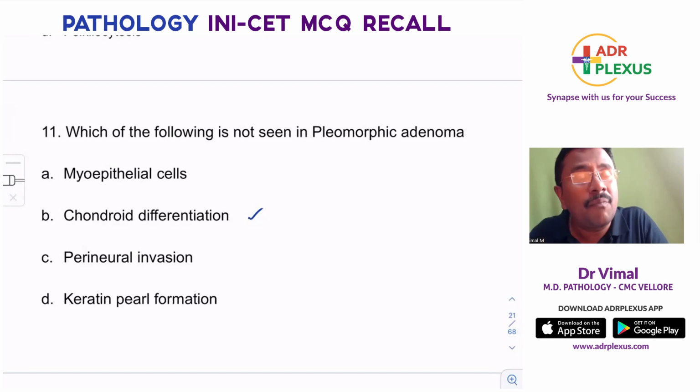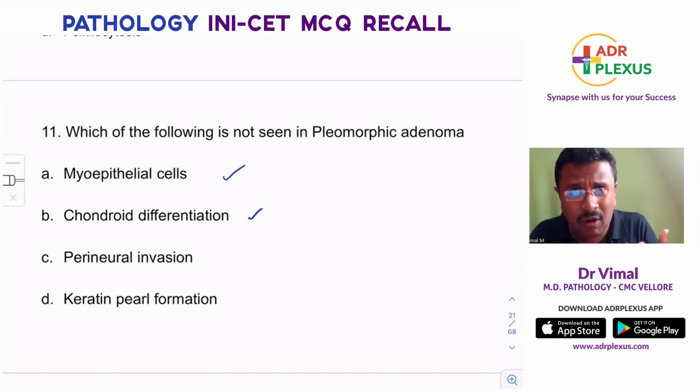Myoepithelial cells, yes, myoepithelial cells will definitely be there in a pleomorphic adenoma. So this is also seen. Actually, what many students got confused about is the two options, perineural invasion and keratin pearl formation. So coming to these two options, keratin pearl formation. The first thing you will think of is that it is seen in squamous cell carcinoma. Keratin pearl formation is seen in squamous cell carcinoma, but keratin pearl formation is a non-specific finding.